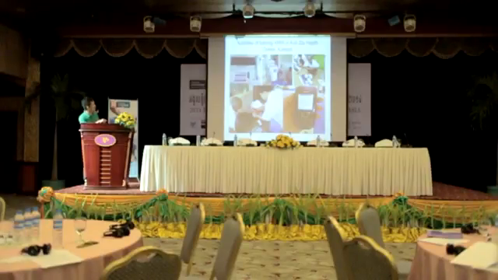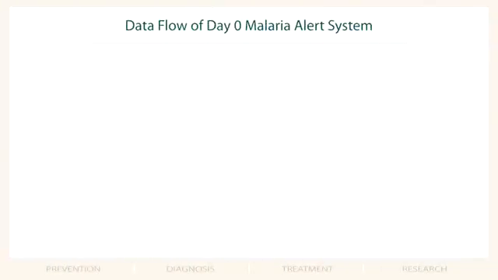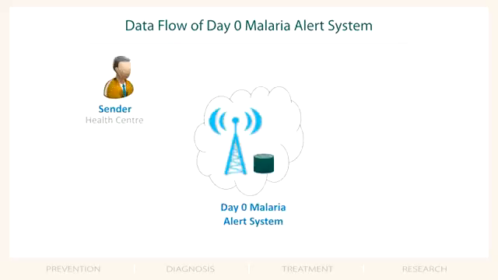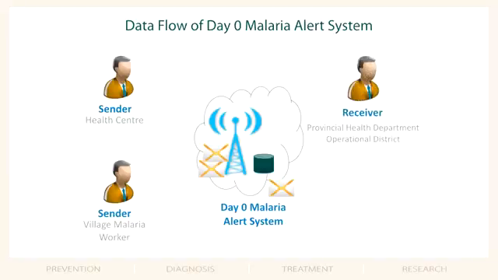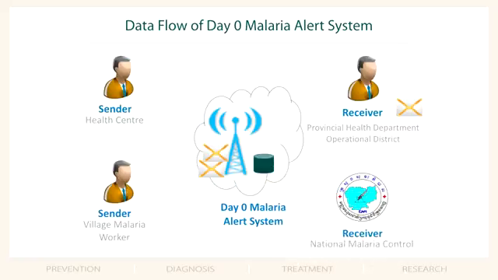So this is the data flow. When the BMW or the health center take the test, they need to send to our system, and the system automatically checks if the SMS is in the correct format or not. If not, it sends back to the sender, telling them to please send the data again in the correct format. And if the system finds it is in a valid format, the system automatically forwards that SMS to the relevant people for intervention.